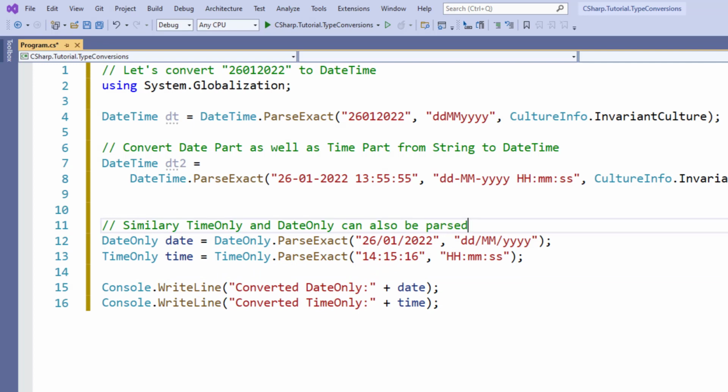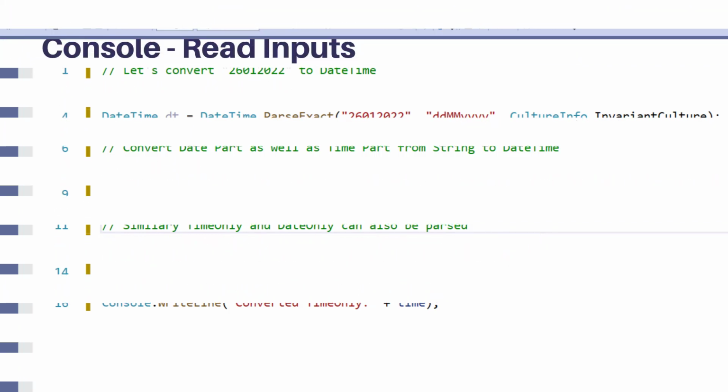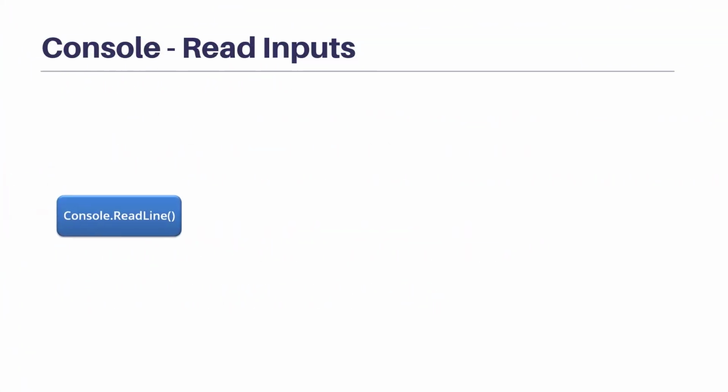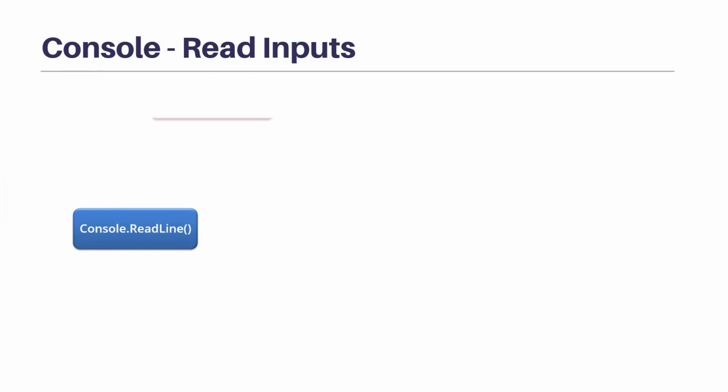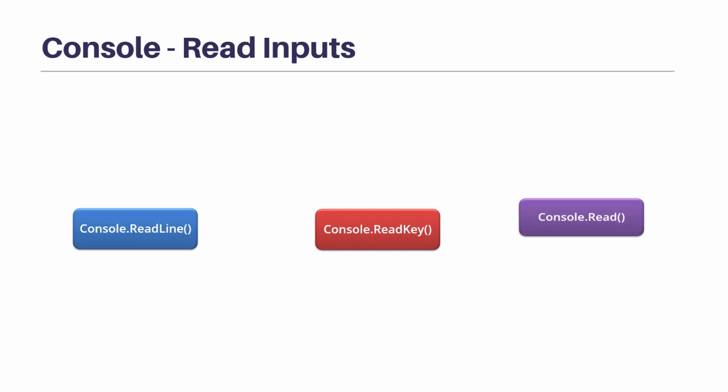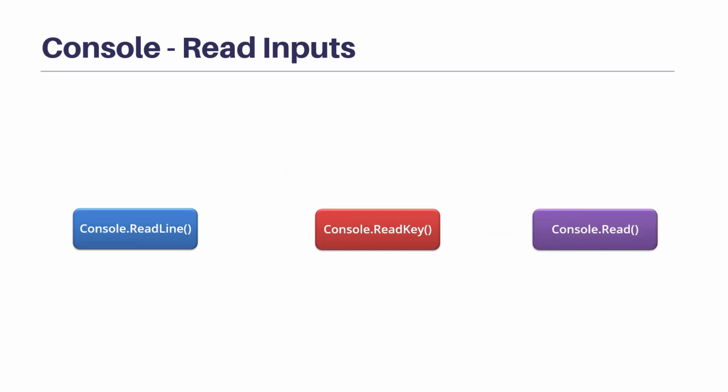I think we have covered all the basics of converting a built-in type into another. Let's move to the next part to understand how to read inputs from the user. In console applications, we can use Console class for reading from the console as well as printing something to the console. In this chapter, we are going to discuss three methods: Console.ReadLine, Console.ReadKey and Console.Read.